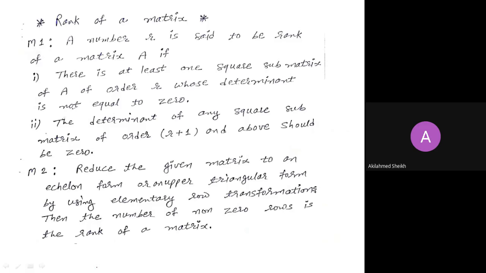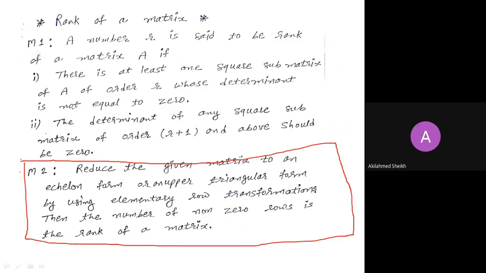In this case, to find the rank of a matrix, we use the second method, that is, reduce the given matrix to an upper triangular form by using elementary row transformations, and then the number of non-zero rows is called the rank of the matrix. This is the result.